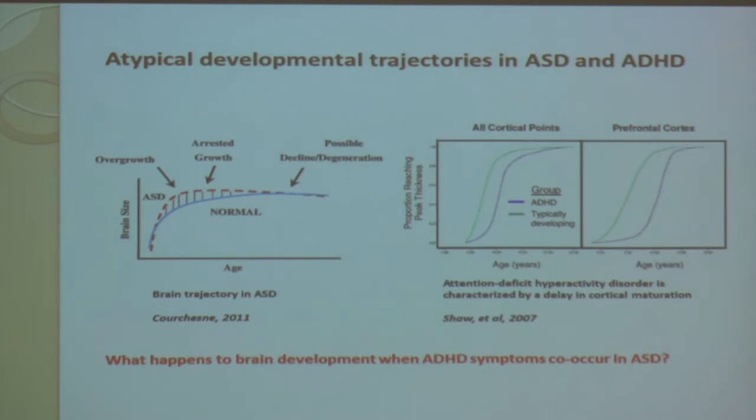So, but the question is, these are comorbid conditions, and what happens to the brain development when ADHD symptoms are co-occurring in the setting of autism, and we don't have answers to that as yet.